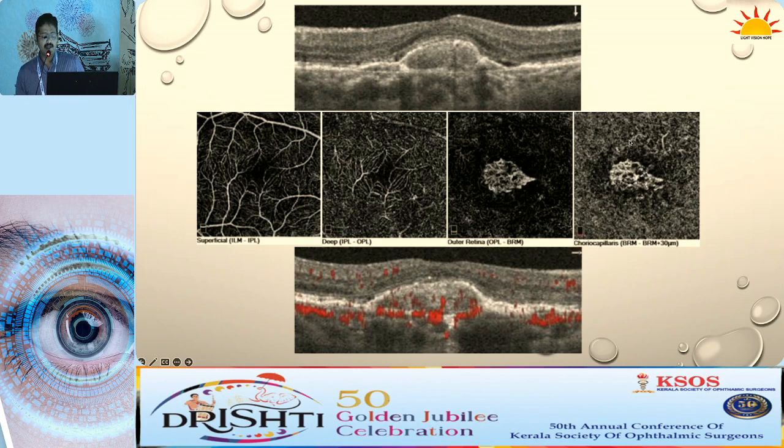And then finally, to top it all, you have to look at the flow analysis. In this case, we were a little doubtful whether it's a type 3 CNVM or a normal type 1 CNVM. So you look at the cross-section flow analysis, you will see most of the blood flow is within and below the RPE, and there is hardly any blood flow above the RPE. So this is basically a case of typical macular neovascularization and not a type 3 RAP.